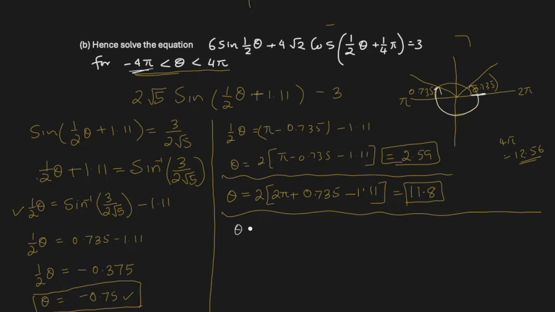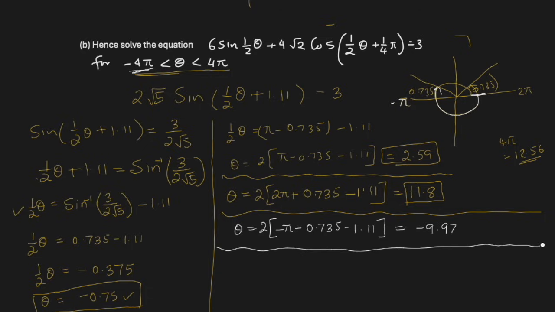So theta equal to 2 times, this is minus pi in this case. In the negative direction, this will be minus pi, and it is further negative. So minus pi minus 0.735 minus 1.11. This should be our third answer, and this is coming out to be minus 9.97 radians.